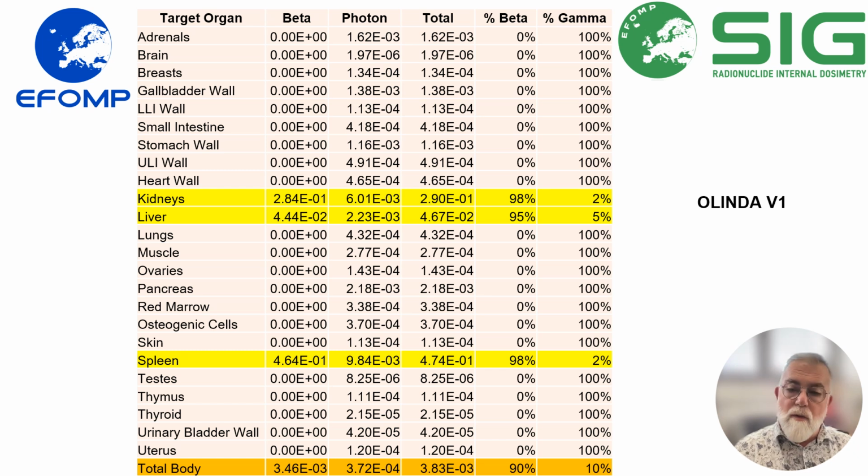And that is due to the geometry. As you could see in the previous slide, in Olinda version 1, in the mathematical model, there is no overlap, there is no interface between the tissue and organs. So the adrenal and the kidneys are clearly separated, and so no beta emitted from the kidney can actually irradiate the adrenals. And that explains why it's not even calculated, so the absorbed dose is 0.